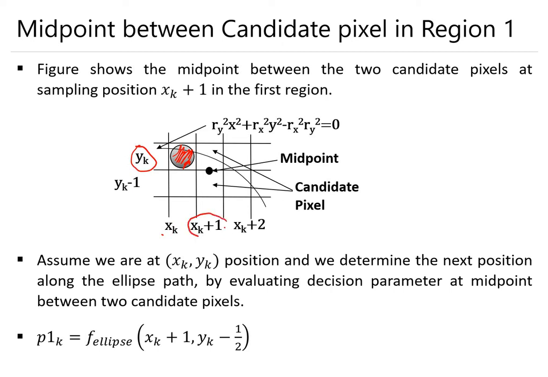The next pixel position on the x-axis will be xk plus 1. That is clear. So now we have two candidates. This is your first candidate, and this is your second candidate pixel. So to choose among these, we will take the midpoint here. We will find whether the midpoint lies on the boundary of the ellipse or not. So that is the decision parameter.